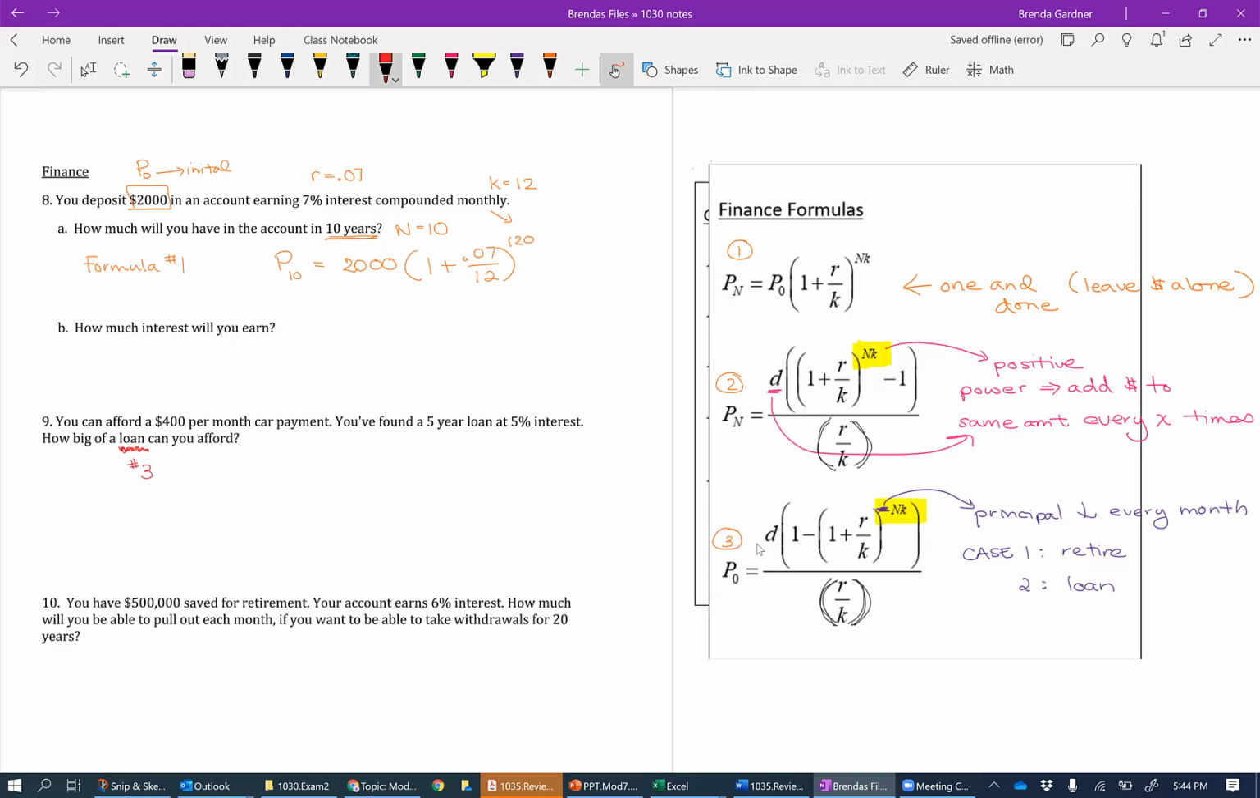So make sure when you get that formula sheet, just look for the negative and write down these 2 cases. If you see a loan, I want you to use the negative. Okay.